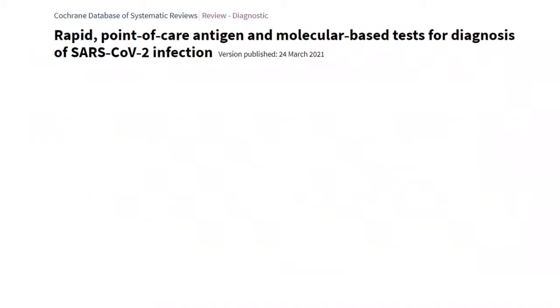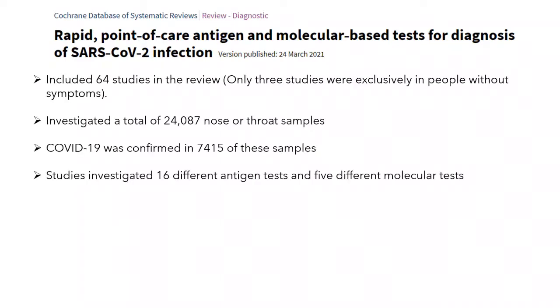So now I share the Cochrane review on how accurate SARS-CoV-2 rapid antigen tests are. Firstly, Cochrane is a global independent network that gathers and summarizes the best evidence from research to help informed health decision making. In their review, they included 64 studies. Only 3 studies were exclusively in people without symptoms. They investigated a total of 24,087 nose or throat samples. The studies investigated 16 different antigen tests and 5 different molecular tests.